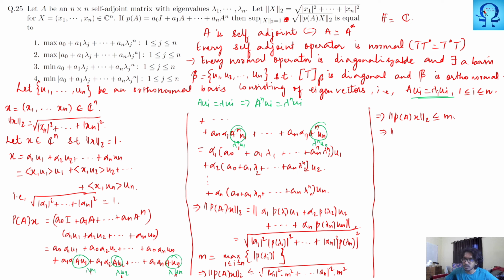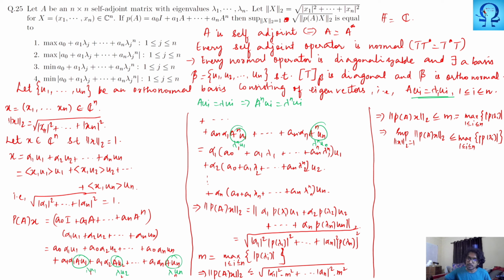So what is this m? This is nothing but the maximum of this quantity, isn't it? So if this is so, then supremum of norm x2 is equal to 1 of this p of a x2 is less than or equals maximum of this absolute of p of lambda i, where i runs from 1 to n. So we have proved the one way.